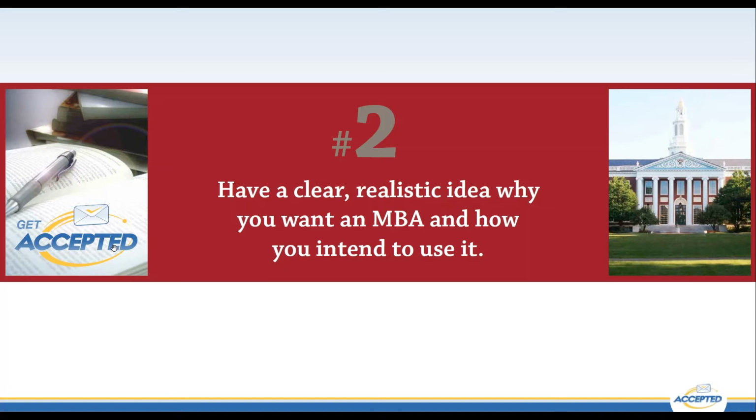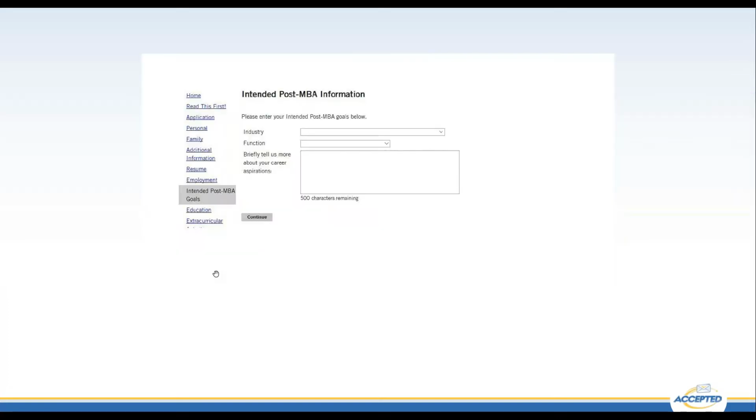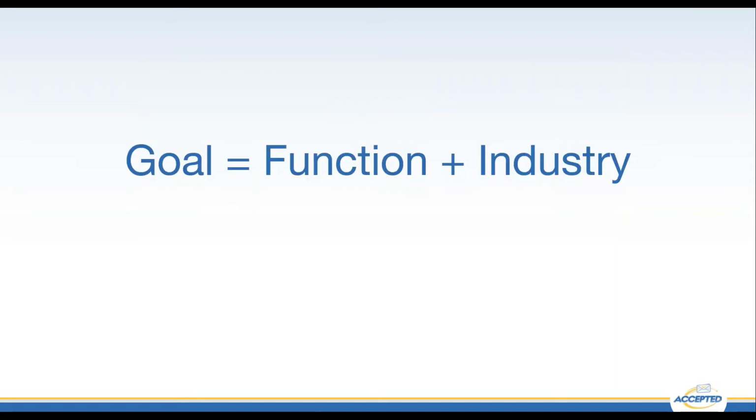They want to make sure they can help you, is the basic reason. And that's why, for many programs, it's a key element of the admissions process. For Harvard, it de-emphasizes it a little bit, but still it does ask you for your intended post-MBA information. They want to know industry, function, and then they want you to briefly tell us more about your career aspirations.